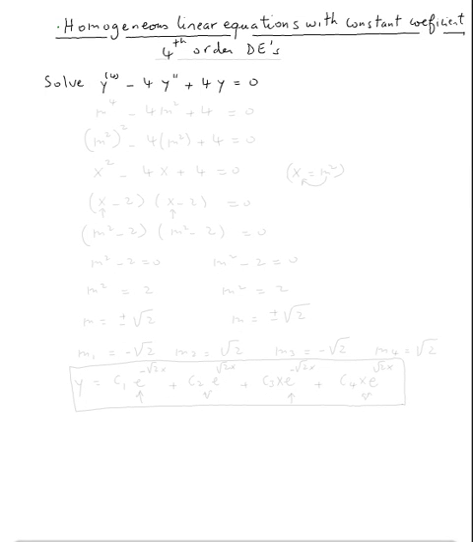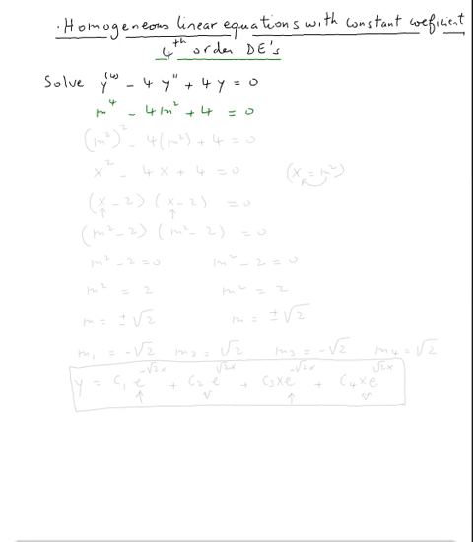The topic is homogeneous linear equations with constant coefficients, the fourth order DE. So let's do this example. Solve the fourth derivative of y minus 4 times the second derivative of y plus 4y equals 0. So again, the first thing we do is the auxiliary equation, which is m^4 minus 4m^2 plus 4 equals 0. So all we need to do is solve the auxiliary equation.